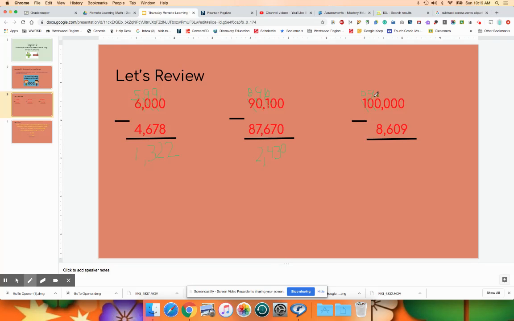And I give the 1 here. This then becomes a 9. And I give the 1 here. This then becomes a 9. I give the 1 here. This then becomes a 9. And all of that work, I finally get the 1 all the way over. And now I can do my subtraction.